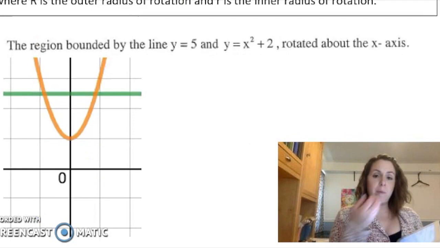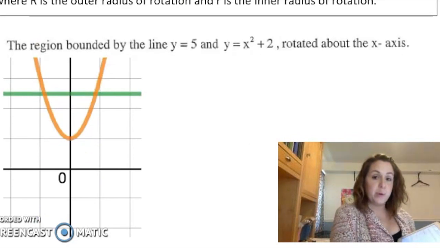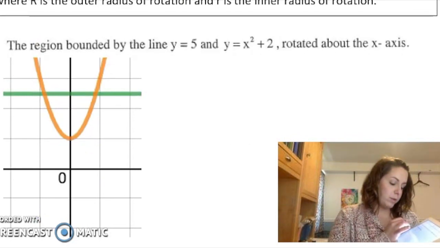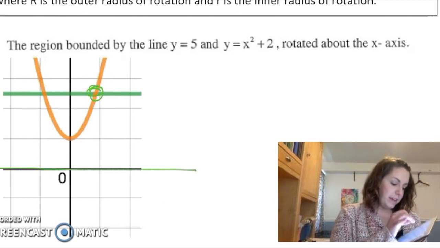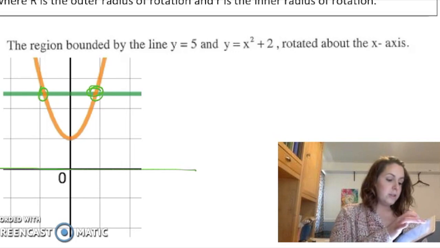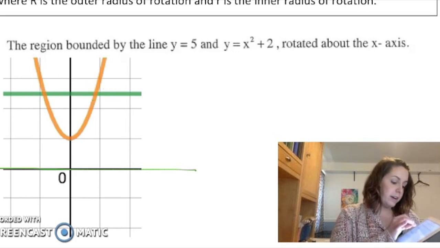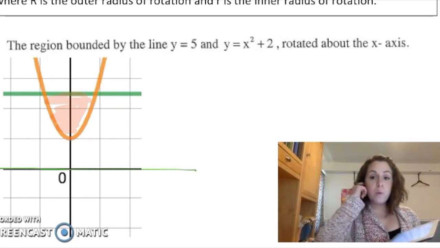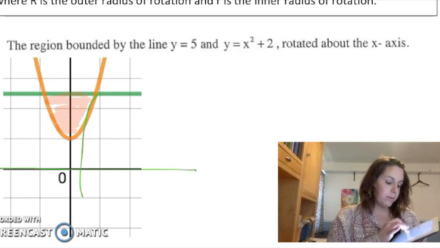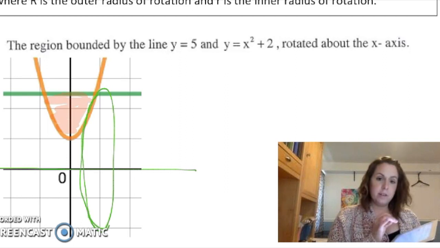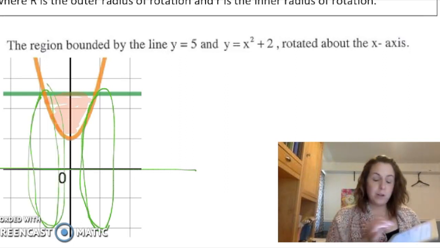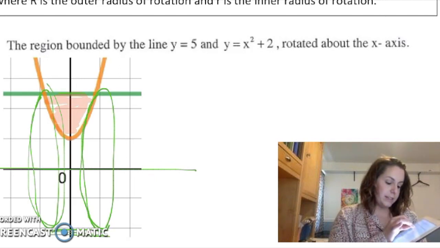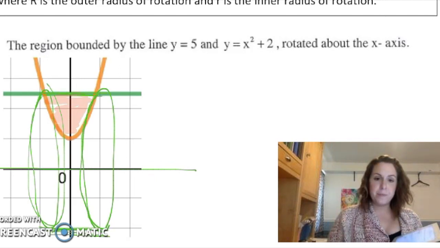We've got the region bounded by y equals 5 and y equals x squared plus 2, rotated around the x-axis. So I'm rotating around this as my center line. So what's going to happen here, I know that these are my two intersection points. So the region I'm talking about rotating here is this region in red. So rotating that around, my outer radius is going to come down like this. Right here it would come down like this. And notice that's almost going to look like a cylinder, right? Because this edge is flat, so that edge would be flat.